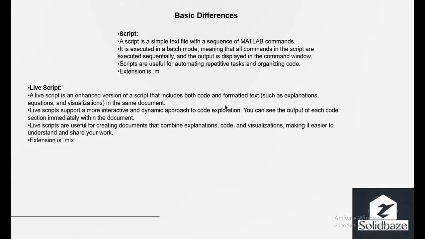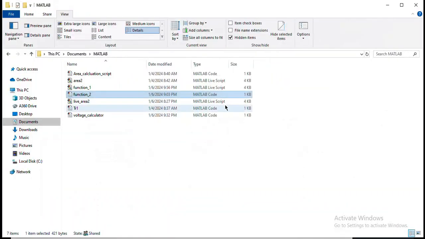A live script is an enhanced version of a script that includes both code and formatted text, as I earlier explained, such as explanation, equation, and visualization in the same document. Live script supports a more interactive and dynamic approach to code exploration. You can see the output of each code section immediately within the document. Now, live scripts are useful for creating documents that combine explanation, codes, and visualization, making it easier to understand and share your code. So the extension for a live script is .mlx, which you can verify.